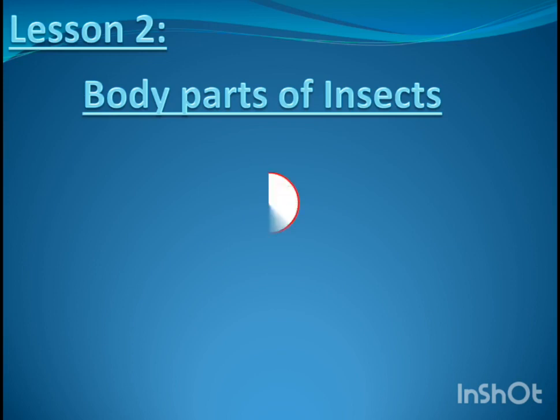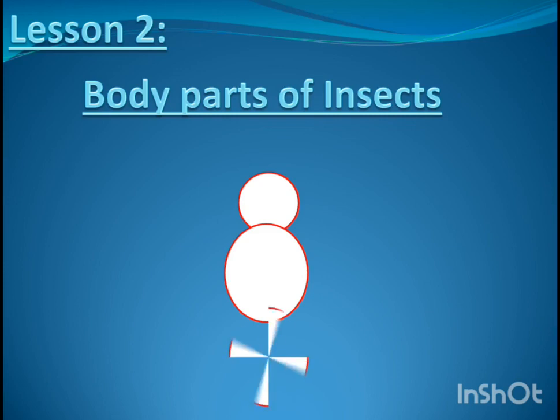Okay, now first is your head, which is in circle shape. Then the part which is attached to the head is the thorax. It is called the thorax. Then to that there is the abdomen. So these are the main three body parts of any insect. Okay children, head, thorax and abdomen.